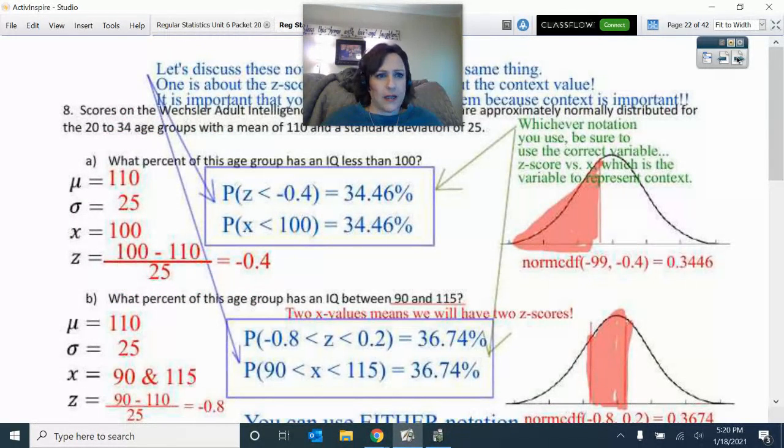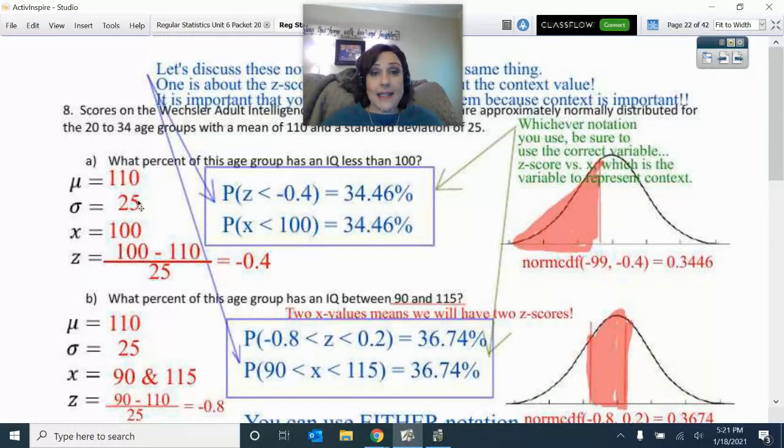Okay, now, whoa, I got a lot of stuff written here. Okay, so let's see. Oh, I go a little bit into depth about a couple of different ways that you could write this. And one thing is to make sure that you are writing it the correct way. So let's take a look at this. What percent of this age group has an IQ less than 100? So 110 was the mean and 25 was the standard deviation.